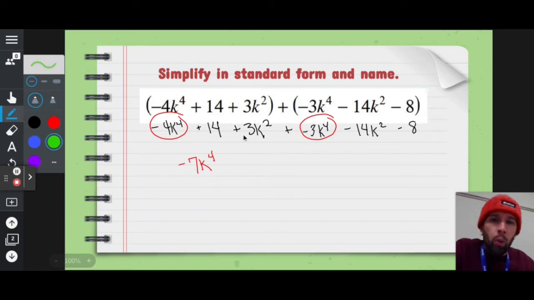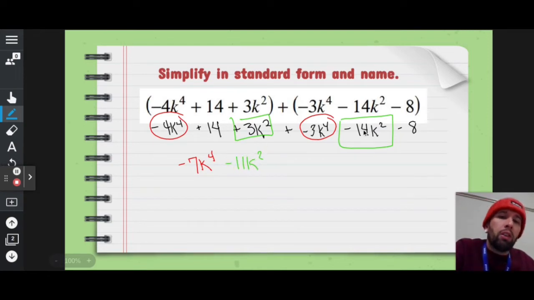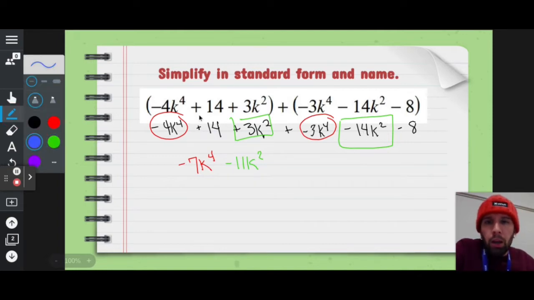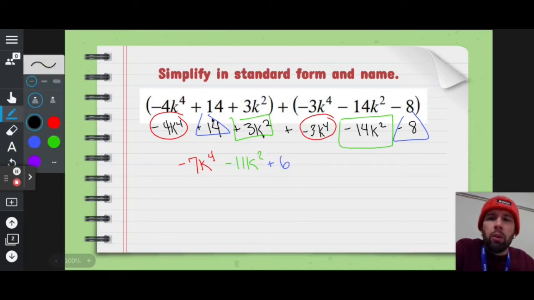What's next in my k order? There's no k cubed, but there is a k squared. So positive 3k squared, take away 14k squared, is going to be negative 11k squared. Subtract the coefficients, keep the variable exponent combination the same. Now we have 14 and negative 8. They combine to make 6. So that is in standard form: k to the fourth, k squared, 6.